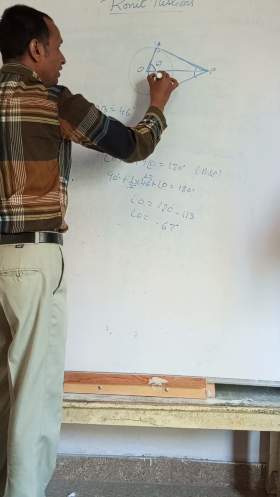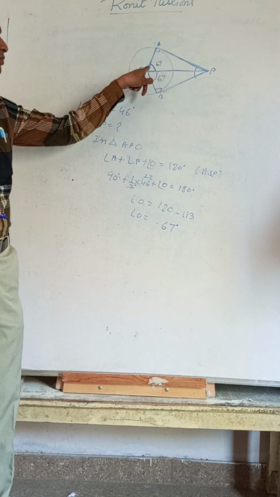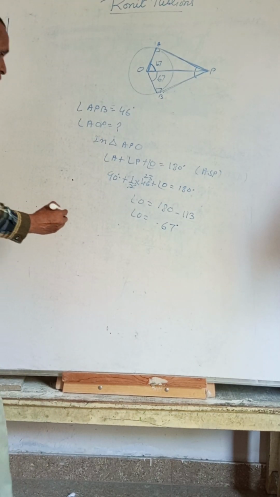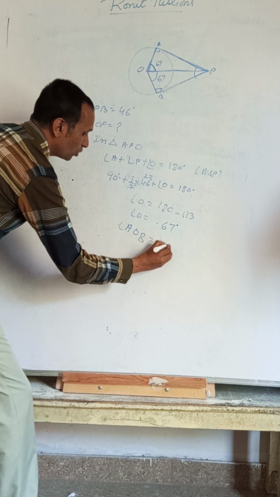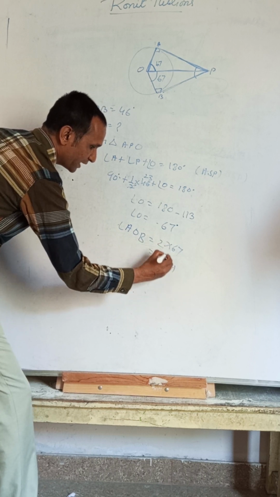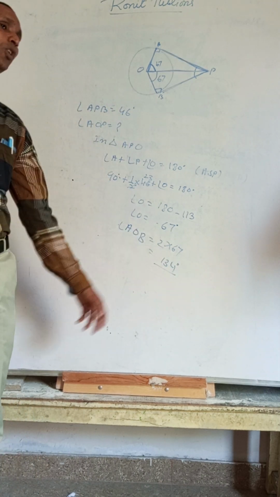This angle will be the double of that. This also will be 67 only. Why? Because OP is the bisector, the angle bisector. So angle AOB is equal to what? 2 times 67 is equal to what? 7 twos are 14, 1 carry, 12 and 1 is 13. 134 degree. So angle O is equal to 134.